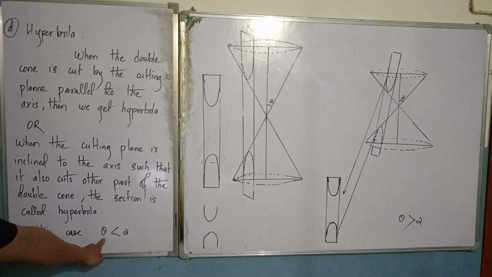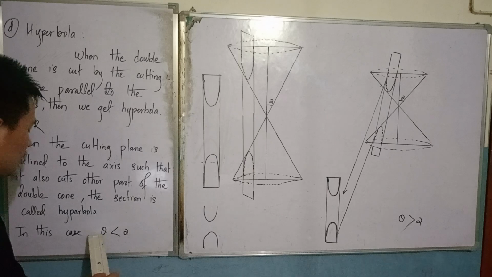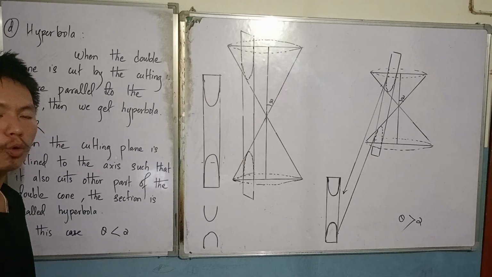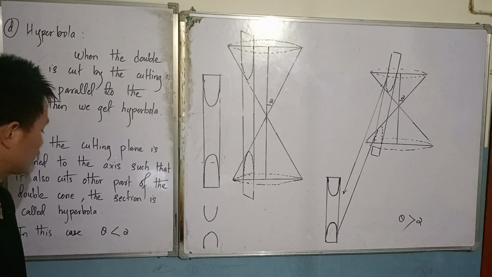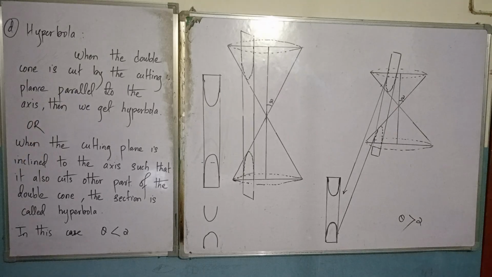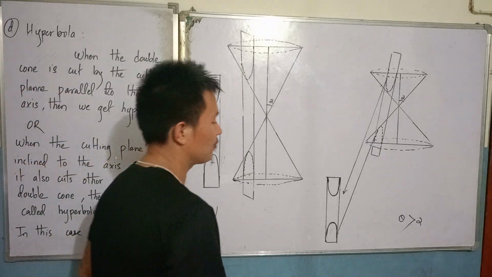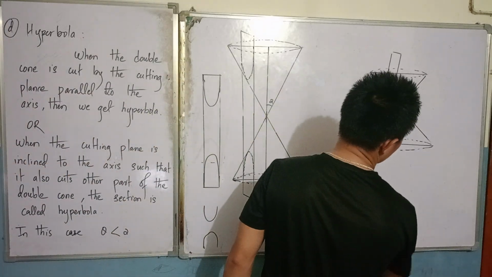In this case, this theta will always be smaller than the vertical angle. Yes, I might be wrong, I said it must be greater than the vertical angle. Yes, it's smaller than the vertical angle. In this case, theta should always be smaller than the vertical angle. Okay.